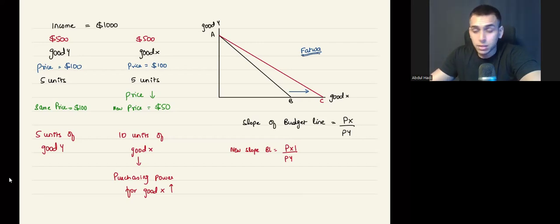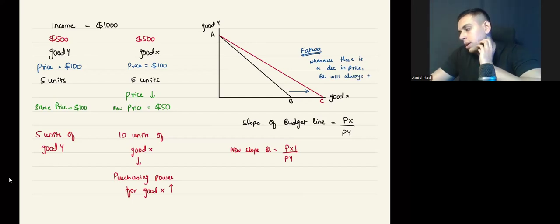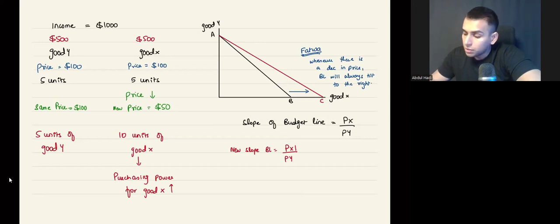This is the fatwa, right? Whenever there is a decrease in price, the budget line will always tilt to the right. Clear? Because there is a confusing good that we will learn later on. That is why I'm telling you this fatwa right now, that it will always tilt to the right, no matter the nature of that good. All right, now let's move forward.